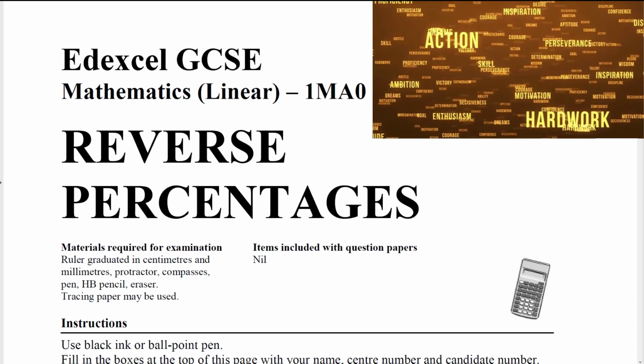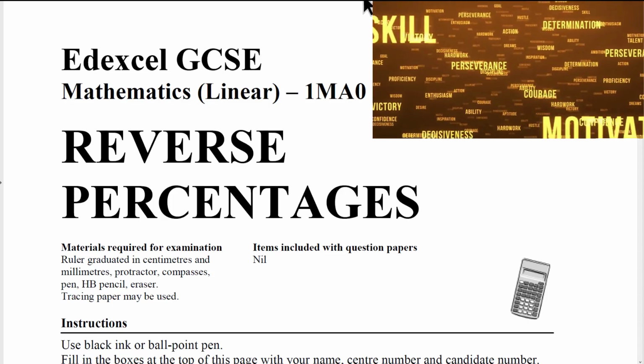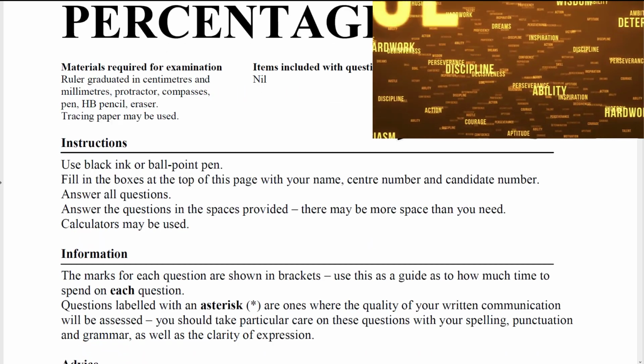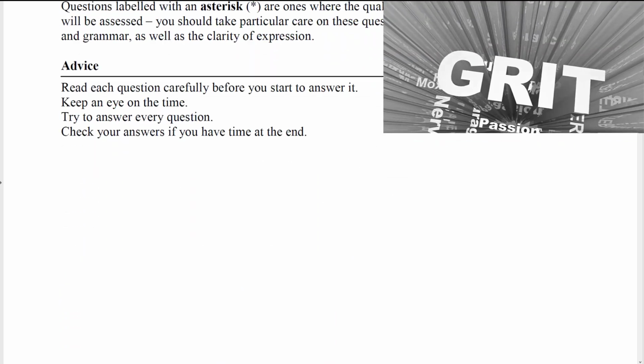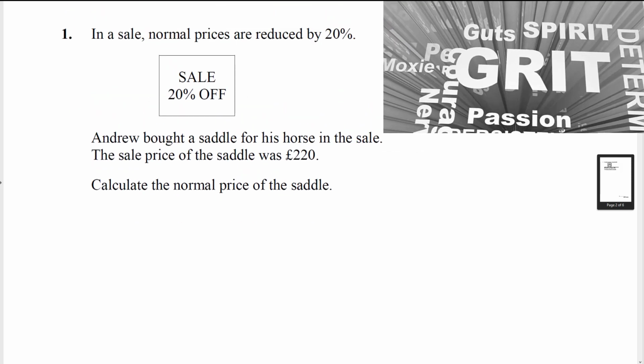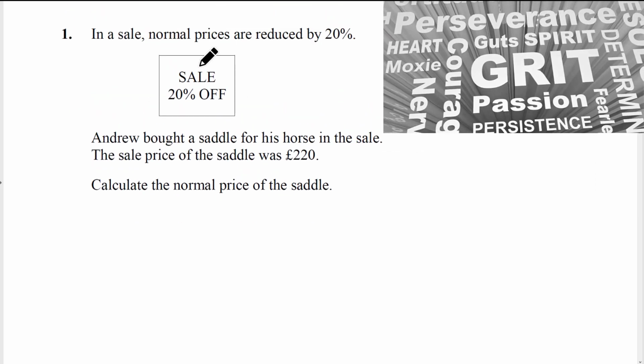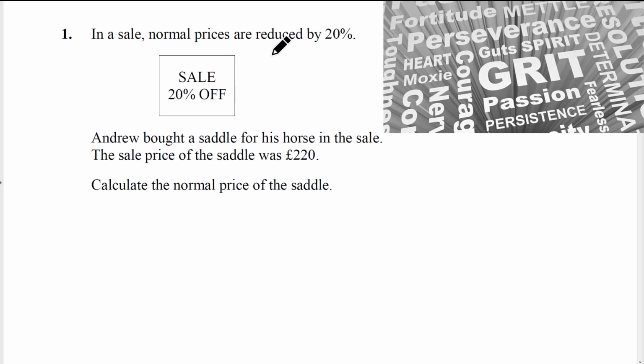Okay, so this is just going to be going through some exam questions on reverse percentages. And you can use a calculator, but be sure to be able to do it without a calculator as well. So yeah, question 1. In a sale, normal prices are reduced by 20%.